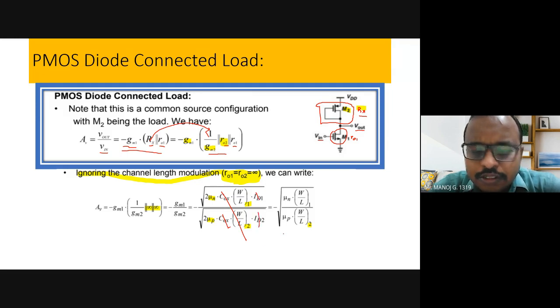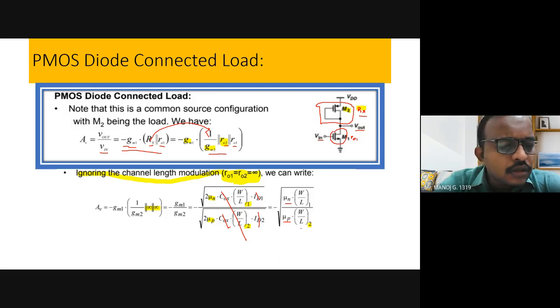So your general expression of your gain is determined on mu n, mobility of p. Okay, and then W1 by W2. So this is the general gain for a diode when it is PMOS, right? So is that clear, all of you?